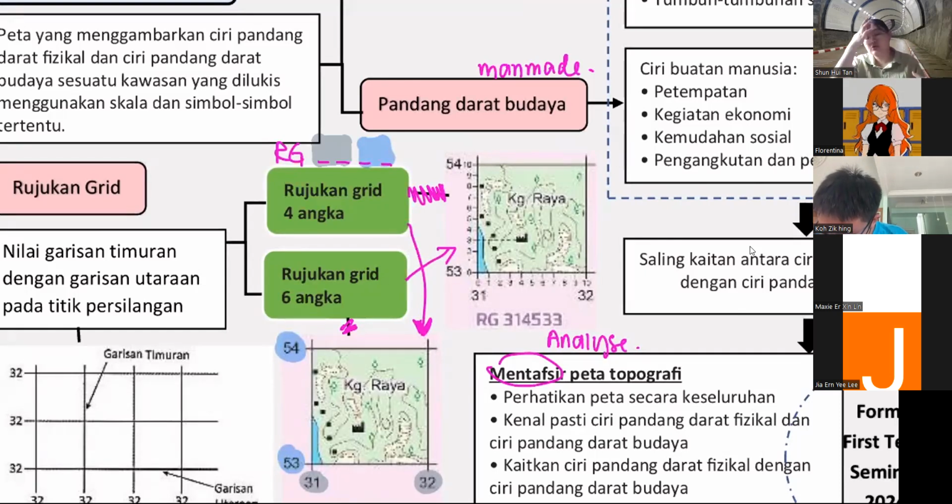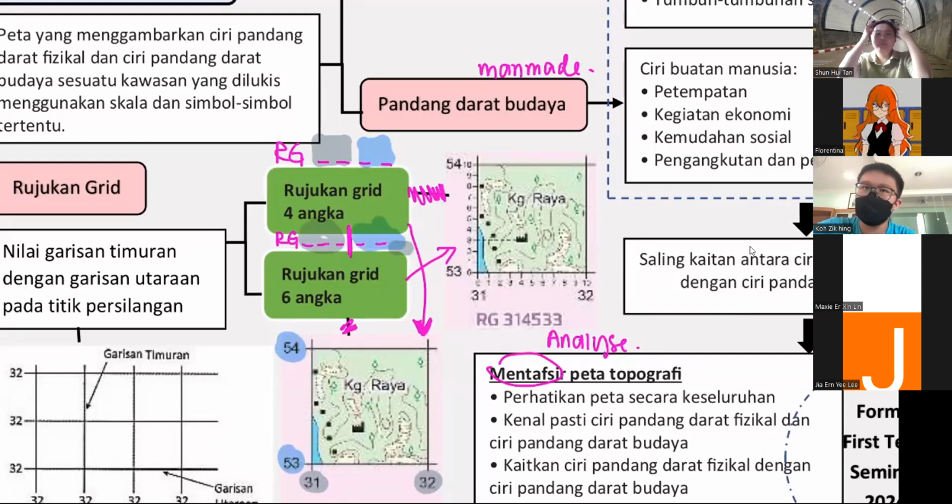Now, same goes with your rujukan grid 6 angka. 6 angka is just what? They have 2 more numbers. Okay, then you can split. The first 3 digits come from the x-axis, which is the bottom part. Just now there were 2 numbers, now there are 3 numbers. What is the third number? The third number is a decimal point. Okay, you can treat it like this. And then, same, the last 3 digits come from where? The last 3 digits come from the side.